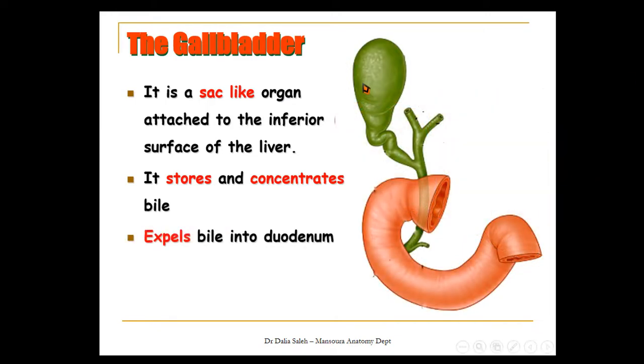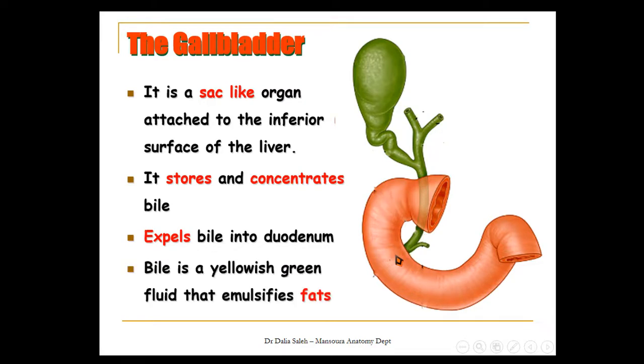Then, from its duct, it expels this concentrated bile into what is called the common bile duct, which opens into the duodenum. Bile is a yellowish-green fluid that emulsifies fats.